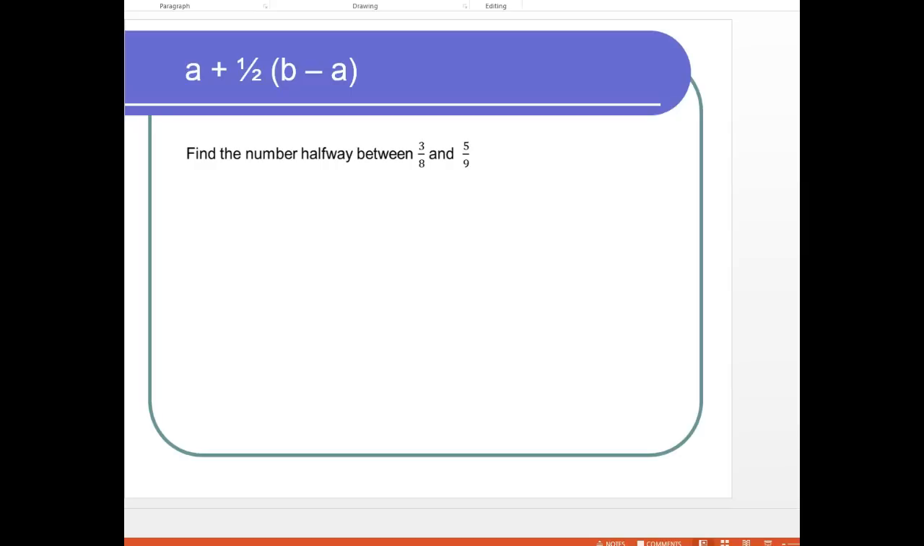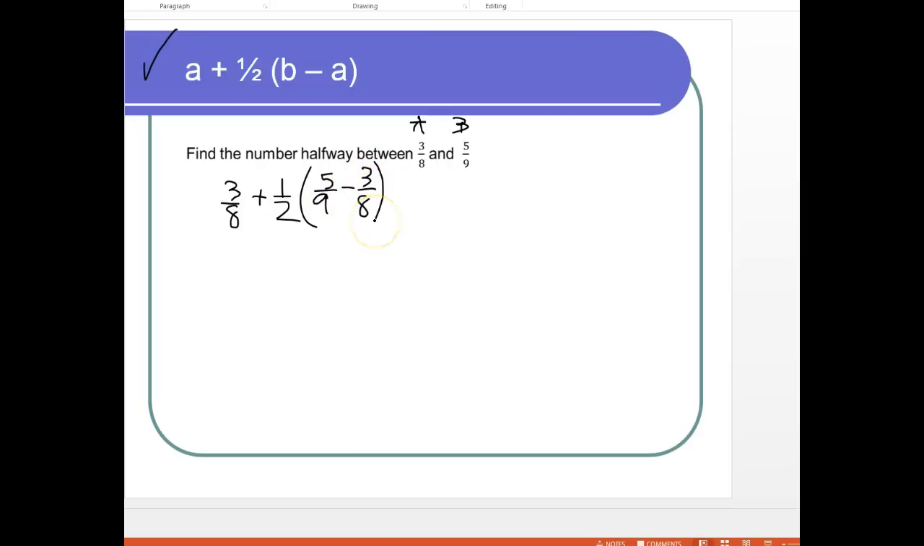Well, my first fraction, we're going to make that A, and we're going to make this B. And let's just plug everybody in where they belong. If you notice, I put your density property up at the top. So A is 3/8 plus 1/2, and then it's B, 5/9, minus A.